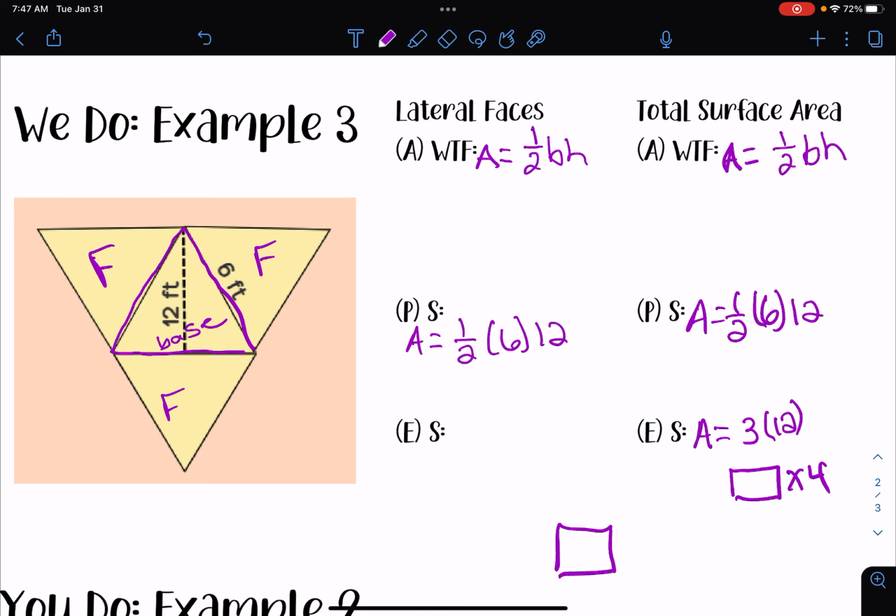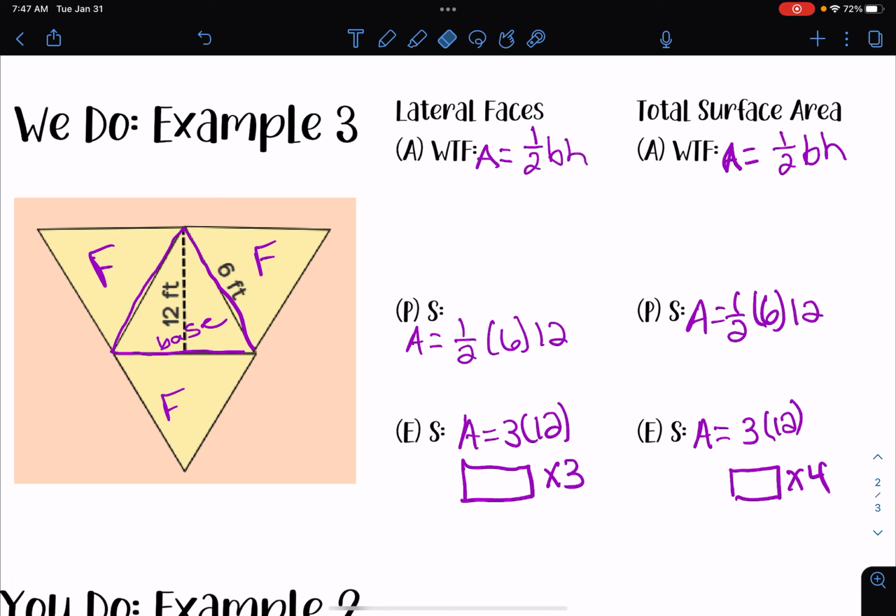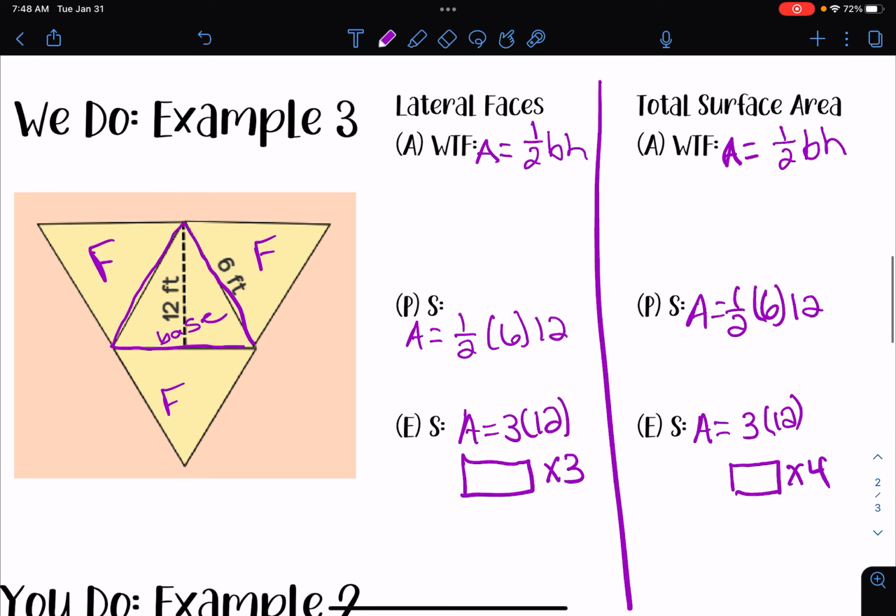For this one, you're going to do the same thing. A equals 3 times 12. And you're going to multiply times 3 because it is your lateral surface area. So whatever you get, think about it as 2 problems: total surface area and lateral surface area. Total is all of them. Lateral is just the faces. So we only have 3 faces, so it would be times 3. Total is everything, so you have to do times 4. Okay. All right. If you need more help, raise your hand.